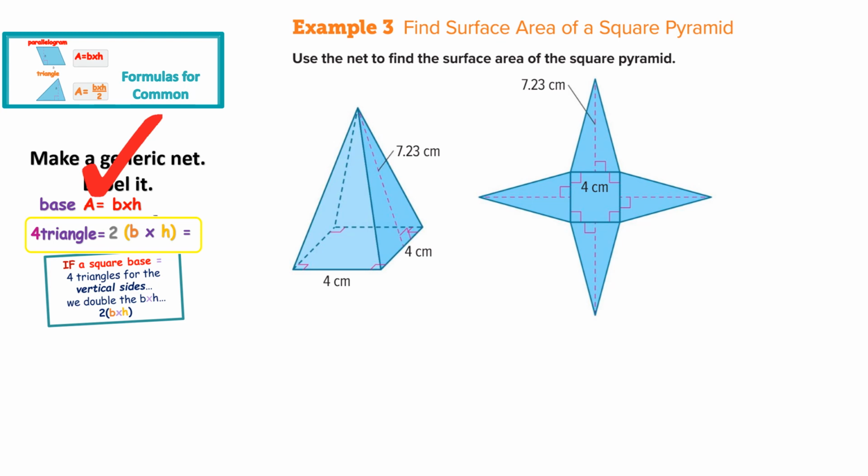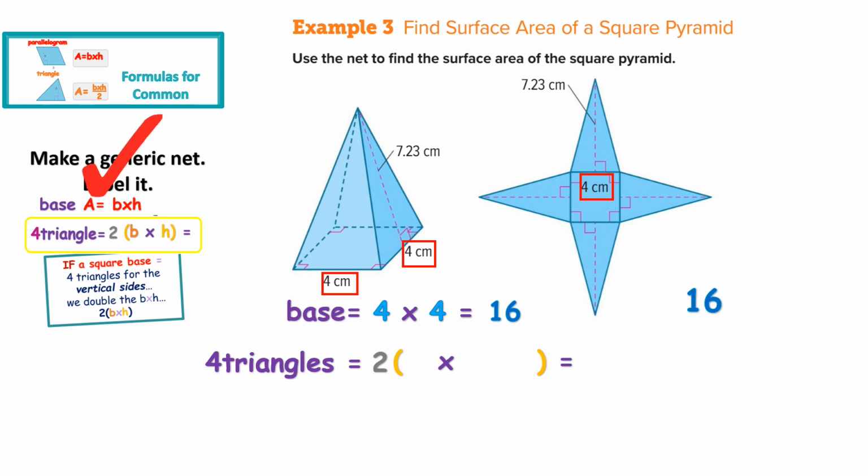So when I look at the base, I see that I have 1 measurement on my net. Well, once again, it's a square, so all 4 sides have to be the same measurement. So I'm going to take my base of 4 times 4. Well, 4 times 4 gives me 16. Then I'm going to look at my area for 4 different triangles, and I'm going to say, well, I know that I'm multiplying it by 2 because there's going to be 4 triangles, and each triangle is only a half. And then I have to use the measurements that I'm given.